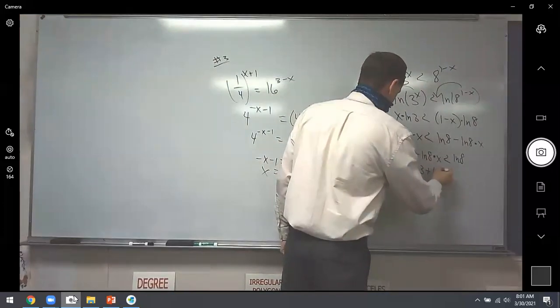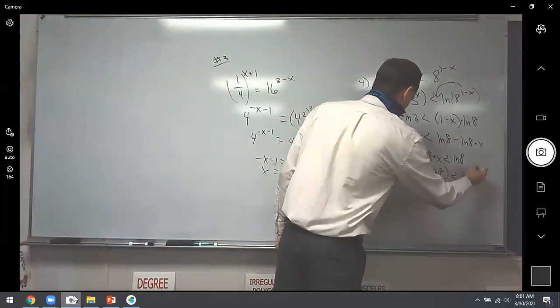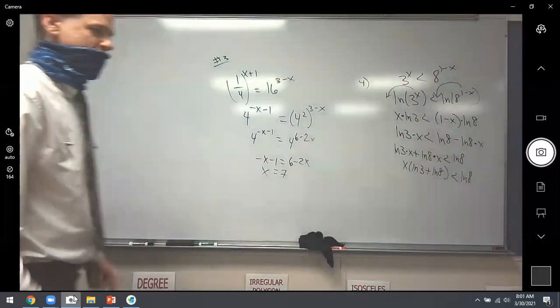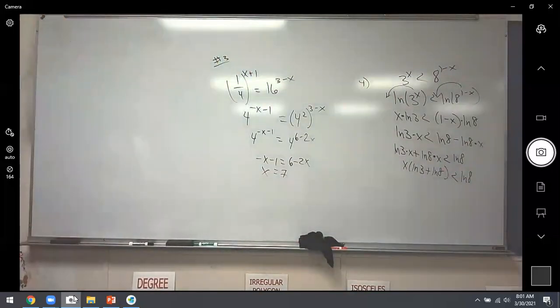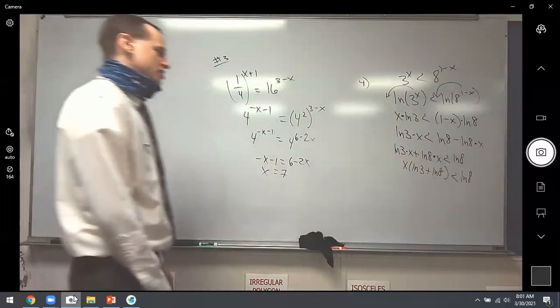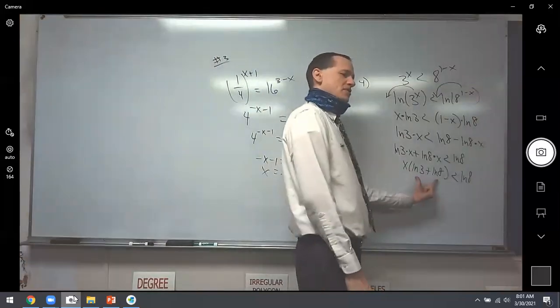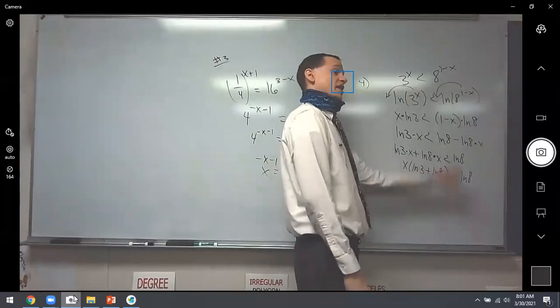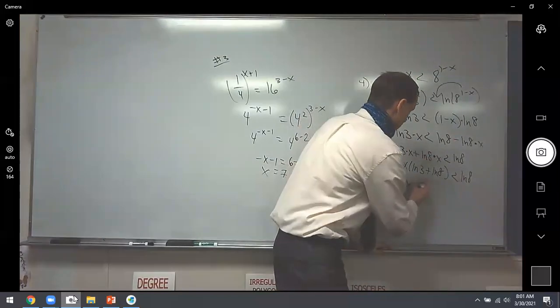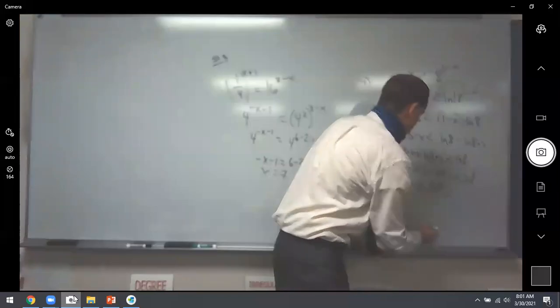So factoring out the x, and the whole reason we're factoring the x out is so now I have x times some weird thing, and I can just divide by that weird thing. Of course, with an inequality, you need to double check that whenever you multiply or divide by something, it's not negative. I'll just tell you, natural log of 3 plus natural log of 8 is positive. So in this case, you'd be okay to divide by it. So your final answer is this.